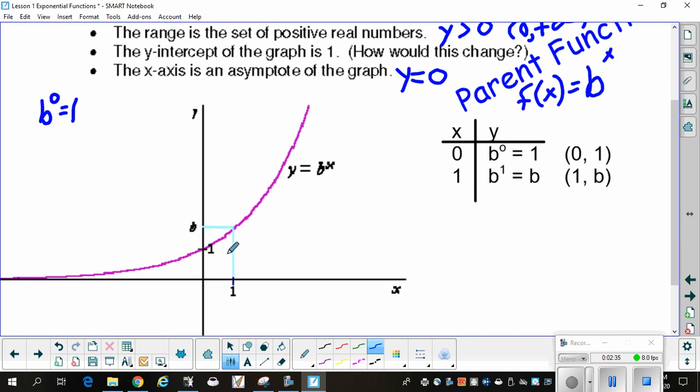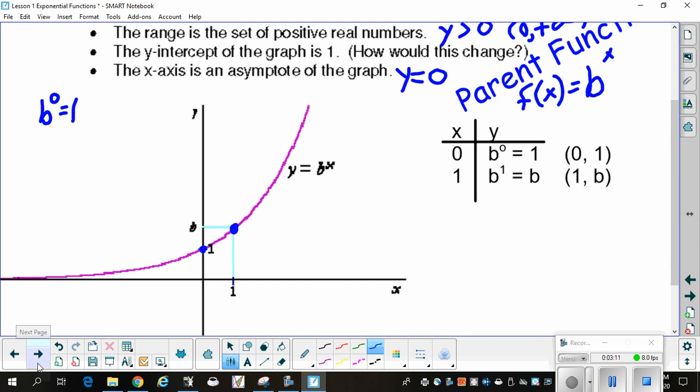Now, when you graph this, you're really graphing 0, 1 for all of them. And then when you come out, if x is 1, then y must be b, because b to the 1 is b. Those are the 2 points that you graph, and then you're asymptotic and you go up. If you raise it up or down, then you move these 2 points up or down. If you move them left or right, you go left or right. But these are the 2 points that you work with, and this is kind of the curve.